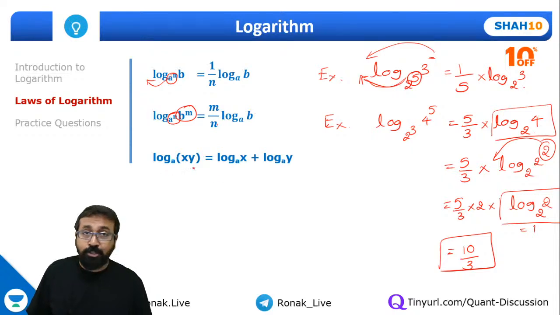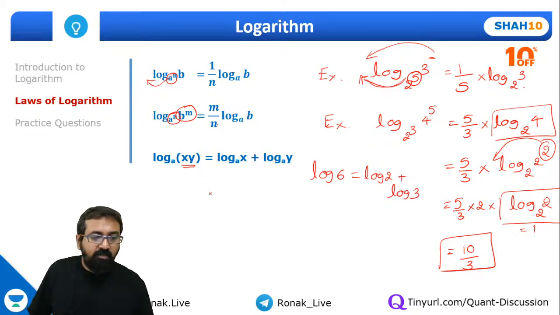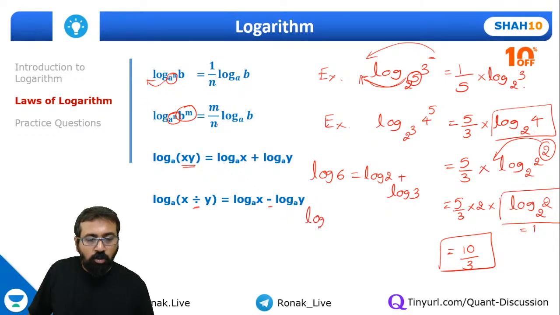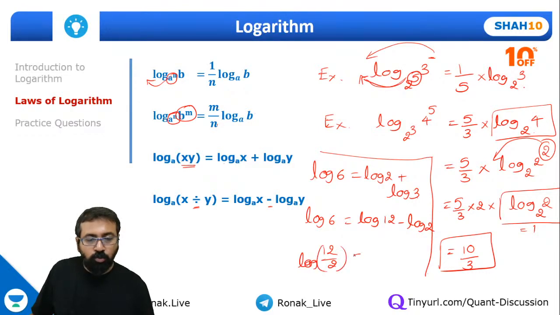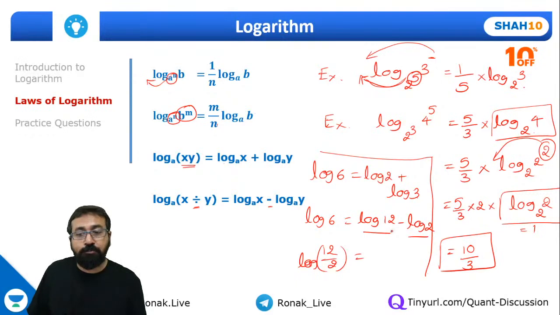Okay, so the next rule says that log of product of two numbers x and y will be equal to log of x plus log of y. So for example, log of 6. Now what is 6? 2 into 3. So this will be written as log of 2 plus log of 3. Same way, if two numbers are in division, then there will be a minus sign. So log of 6 can also be written as log of 12 minus log of 2. Why? Please understand this rule. 6 is what? 12 divided by 2. So log of 12 divided by 2 is equal to log of 12 minus log of 2.